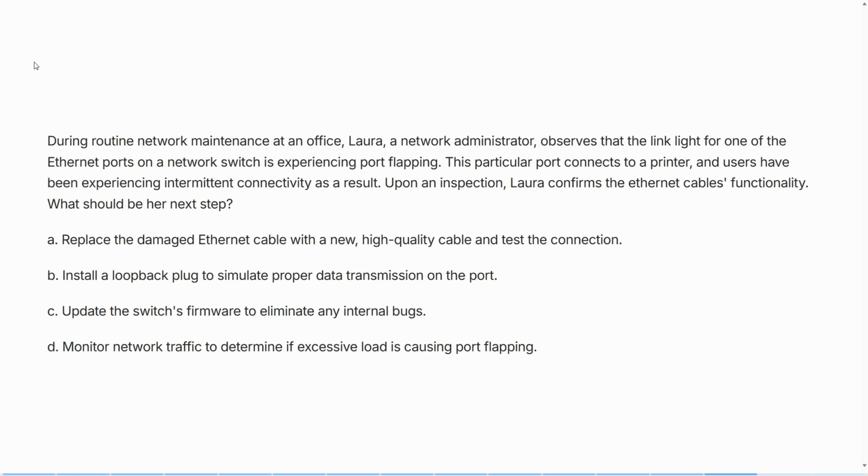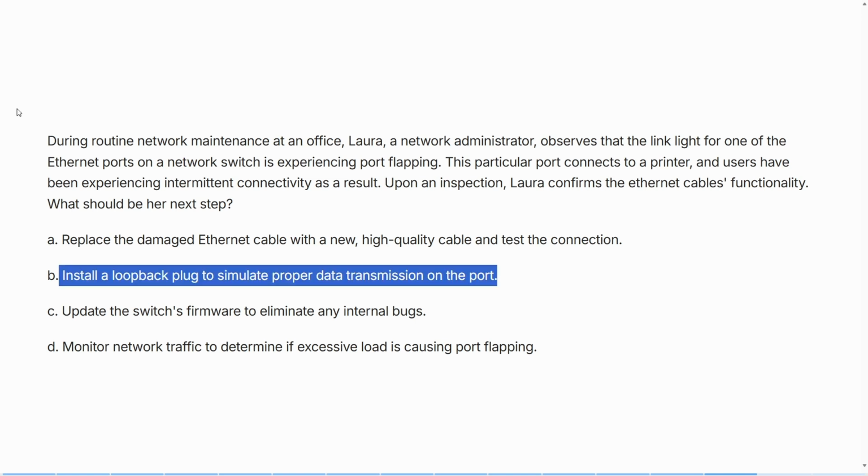Your answer is coming in 3. Pause the video, please, before you hear the answer to this question. 2, 1. The answer is B. Install a loopback plug to simulate proper data transmission on the port. So a loopback plug, hopefully that's ringing a bell. It is a tool that you can plug into a port, and what it will do is simulate data transmission. So it will be able to send and receive data all on that particular plug or that tool. So you can test, hey, is data being sent and is data being received?